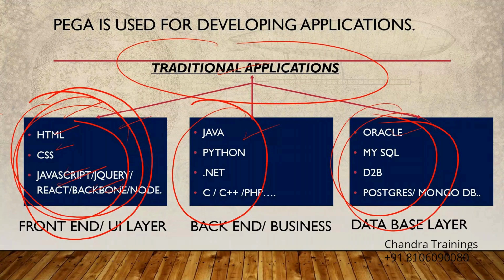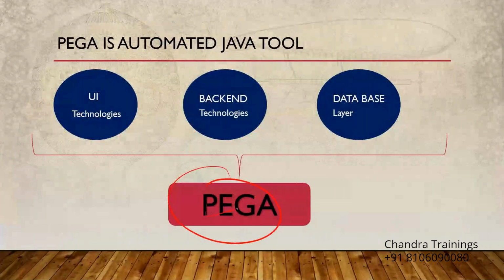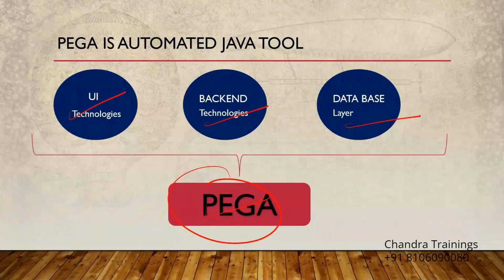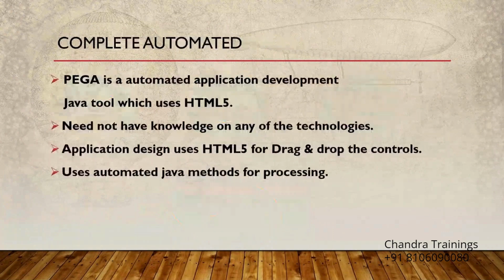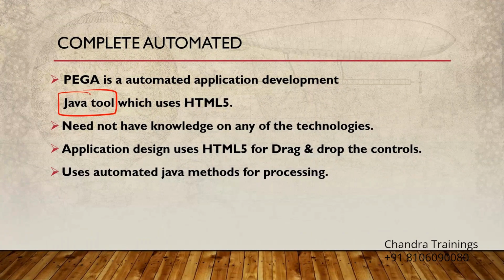So finally, Pega is one automated tool having UI technologies, backend technologies, and database also completely automated. And this is completely automated on something called Java. Okay, so on Java basis, this is the tool. Similarly, on .NET basis, there will be one more tool. On C Sharp, there will be one more tool. So Java will be robust every time.